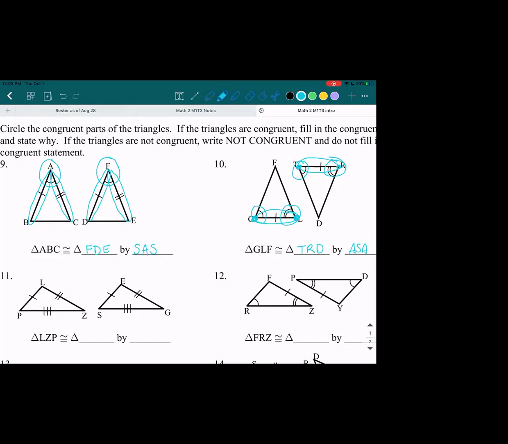Okay, do you guys have questions on those two? Do people need more time to type or write?